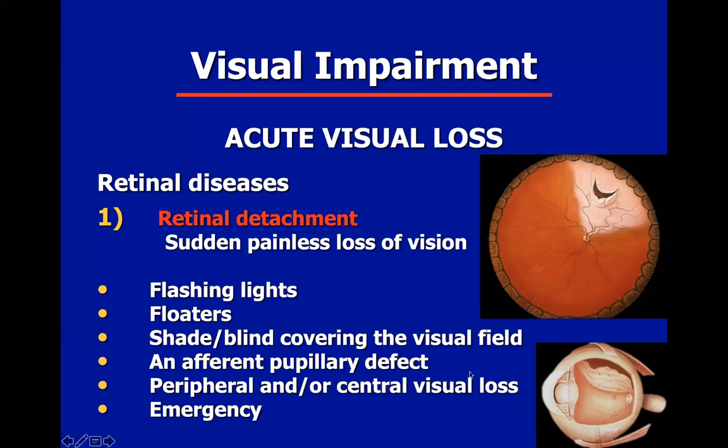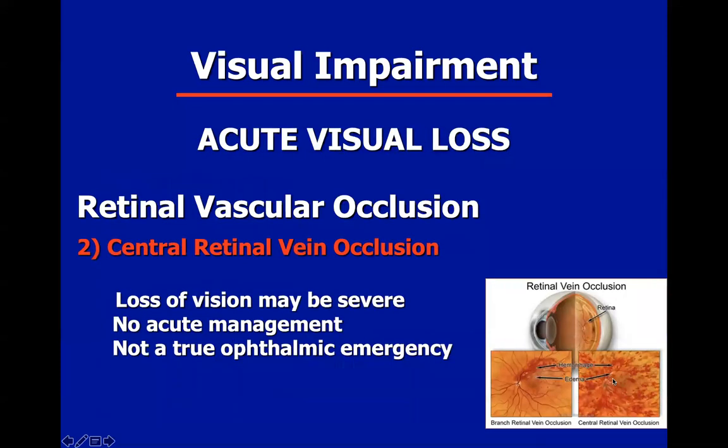They usually will have an afferent pupillary defect. I'd like you to please read on that. This is part of what we're now going to be teaching you more when you come to the 5th grade medical student. And unfortunately, both the peripheral and or central visual loss, and it is considered an emergency. And here you see the whole retina detached, unfortunately.